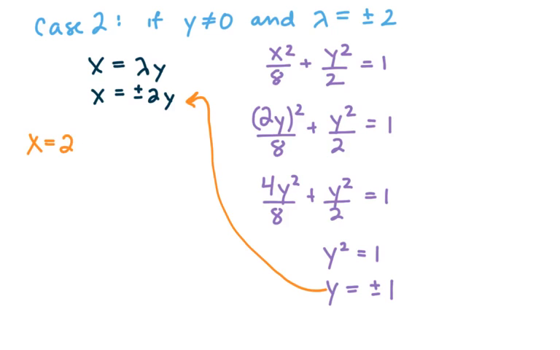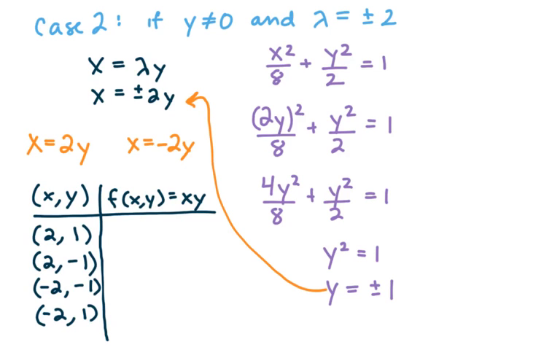So I've got x equals 2y. I have x equals negative 2y. I need to plug positive 1 and negative 1 into each of these equations. So 2 times positive 1 gives me 2. 2 times negative 1 gives me negative 2. Negative 2 times positive 1 gives me negative 2. Negative 2 times negative 1 gives me positive 2. And we now have 4 points of consideration for these critical values. So I took my two y's and I plugged my two y's into two equations. I got my 4 x's. Each y has a corresponding x.